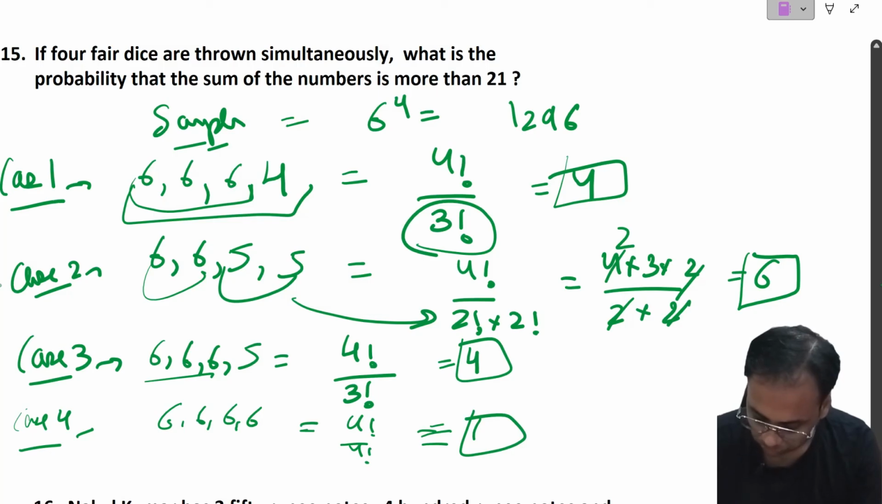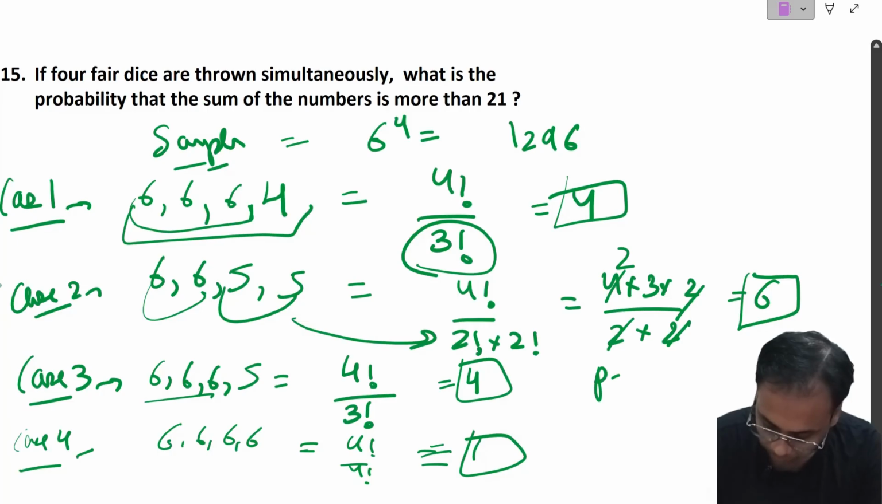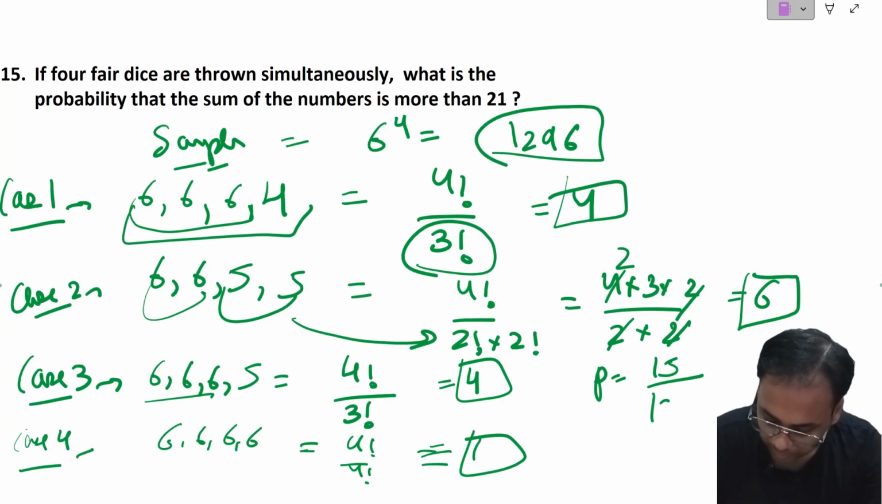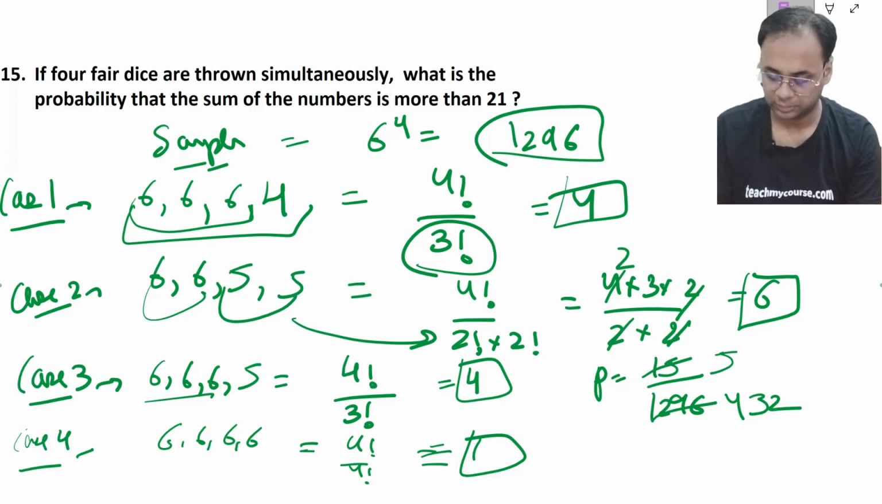So 4, 6, 10, 14, 15. So overall probability is what? 15 by the sample space, which is 1296. So that is the answer. We can just divide it by 3, I think. So it will be 5 and it will be 432. So 5 by 432 is the answer there.